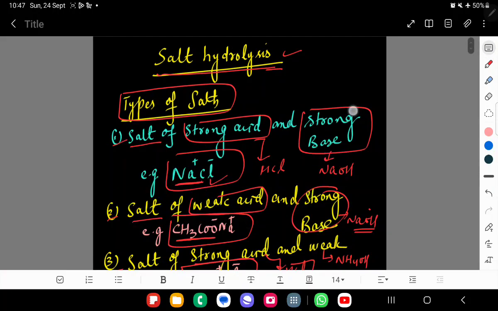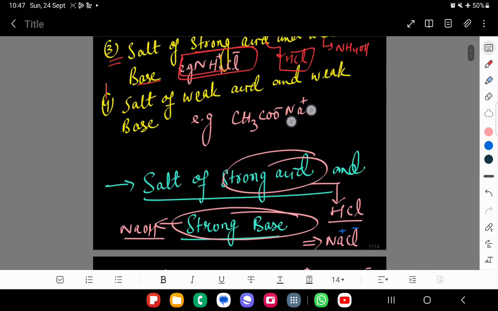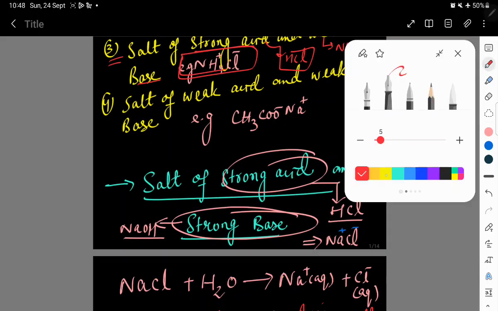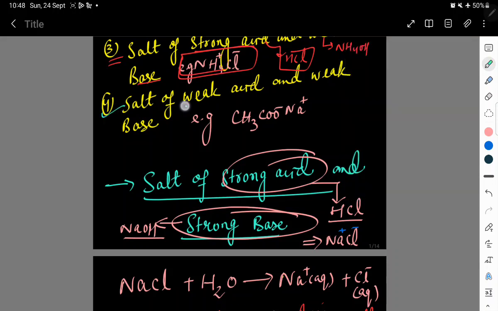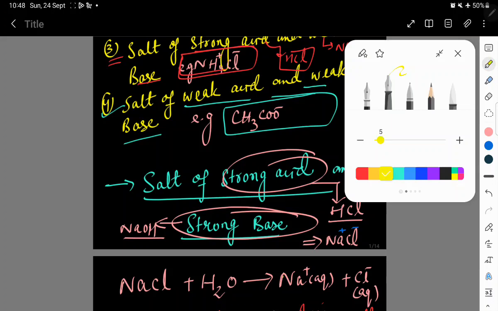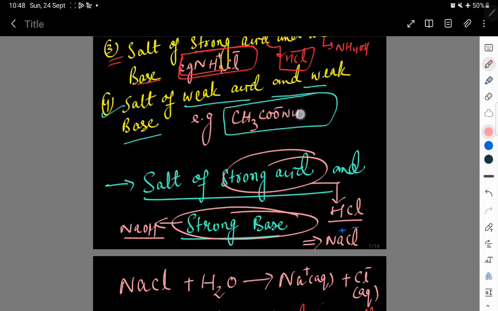Now the fourth category is salt of weak acid and weak base. For example, we will write here not sodium acetate, we will write ammonium acetate, CH3COO NH4 positive. Acetic acid is the weak acid here and ammonium hydroxide is the weak base here. From these components this salt is prepared.